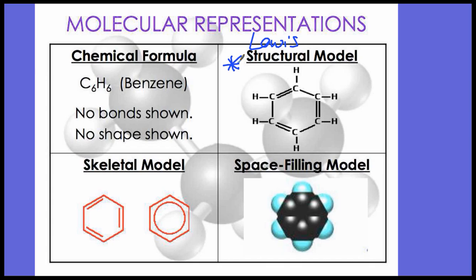The skeletal model shows shape. It simplifies it. You have to, in your brain, add things to that. You have to say at every junction there's a carbon present, and then you have to fill out the hydrogens. There will be some of these on your worksheet, or if you are comfortable with this, you can draw them like this. That's okay. But for the quiz and test, I'm going to focus on the ones that look more like Lewis structures.